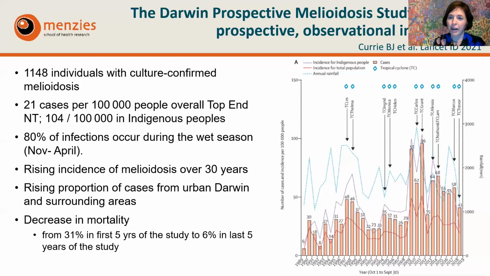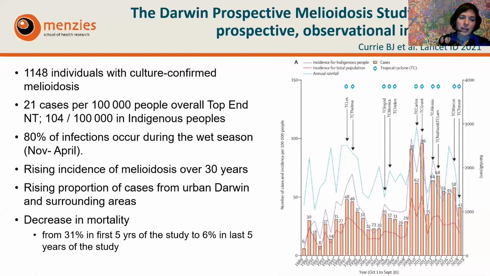So Professor Bart Currie is the one that's been leading this research for the last 3 decades and has put together this data as a 30-year prospective observational investigation, published in Lancet ID a couple of years ago. And this prospective study is ongoing.